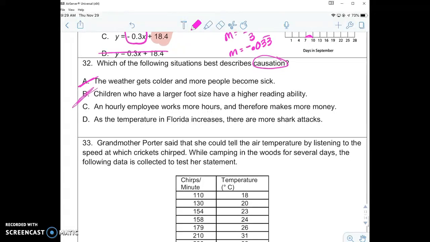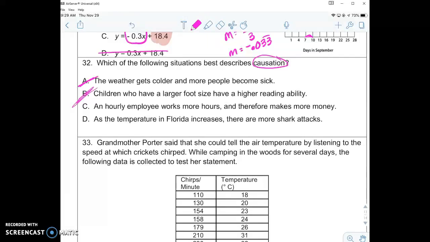An hourly employee works more hours and therefore makes more money. Possible. As the temperature in Florida increases, there are more shark attacks. These two things might be related as more people go to the beach, but a higher temperature does not cause more shark attacks. So the only one here that makes sense is an hourly employee that works more hours makes more money. Choice C.